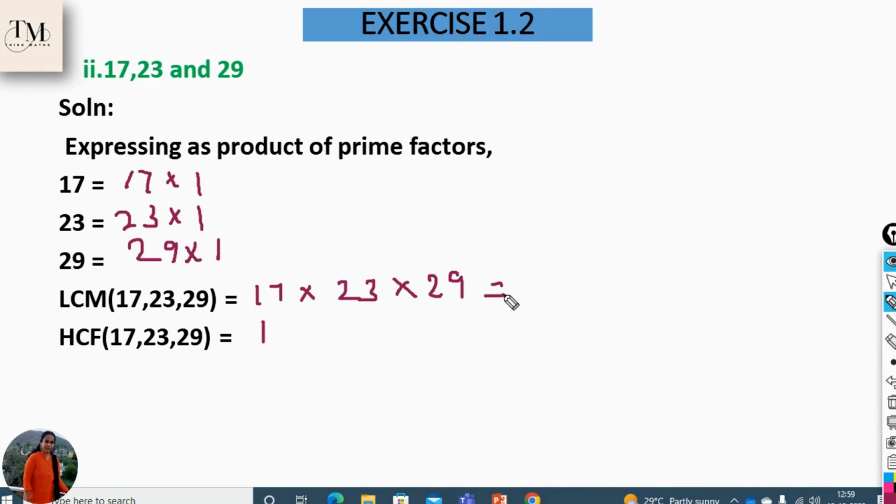You can calculate this value using any method. The value of 17 into 23 into 29 is 11339. You can check the value using the line method or X, Y, Z method and verify with the answer. So the answer is 11339. If you get the answer, please comment. Okay, next problem.